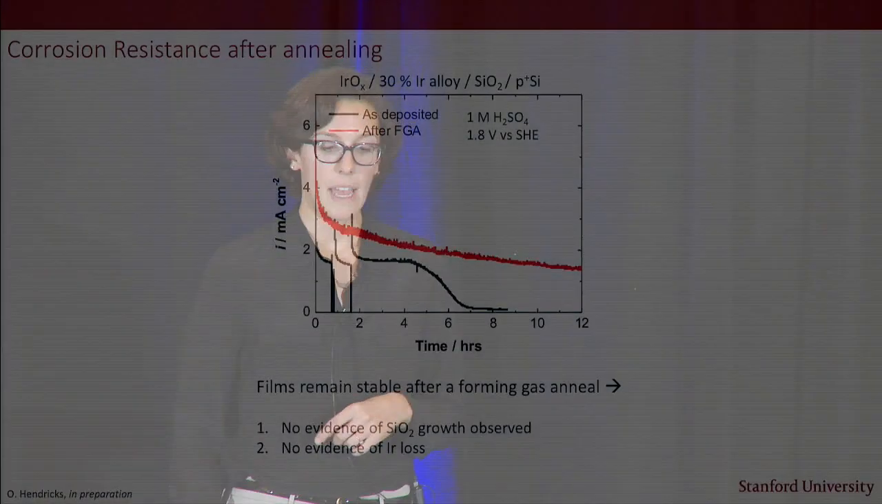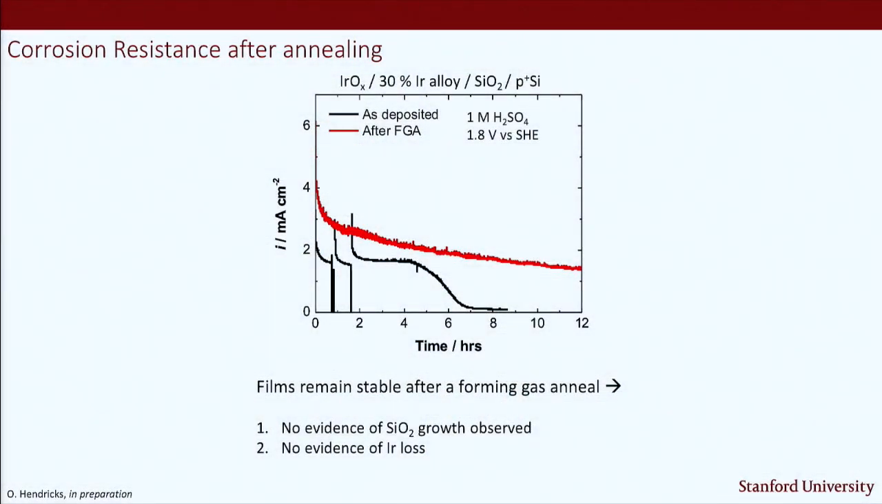But again, it turns out the forming gas anneal saves us again. So after we subject the material to the forming gas anneal, we can use this device for water oxidation for upwards of 12 hours. We don't have any evidence of increase in the SiO2 thickness, and we also don't see any evidence of iridium loss before and after testing. And you'll notice there is still a decay in current density. I'm happy to talk about that as well, but we believe that's related more to the catalytic activity than it is to any kind of catastrophic device failure.